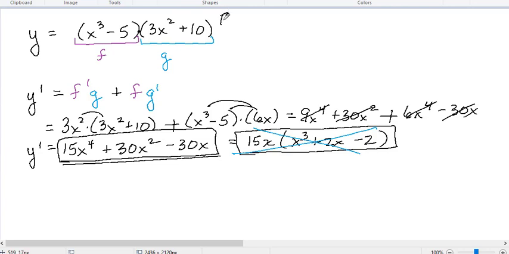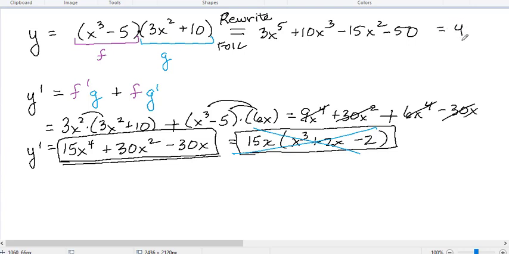But you could also decide that you want to exercise the rules of algebra to do a rewrite. So we're going to FOIL first and get 3x to the fifth plus 10x cubed minus 15x squared, and last would be minus 50. That's still my original y, but now I could take the derivative just going term by term, because now it's not a product rule anymore. The derivative would be 15x to the fourth plus 30x squared minus 30x.